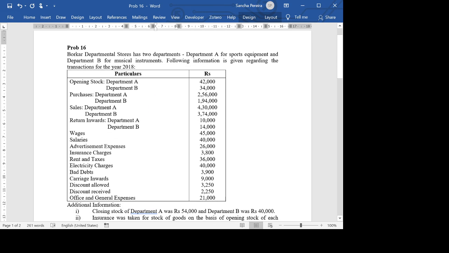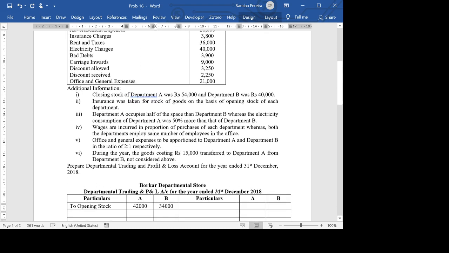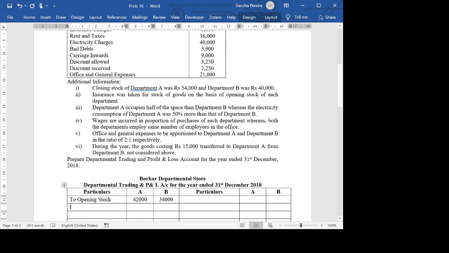Next is purchases. Also, we have return inwards, but that is connected with sales returns. We don't have any return outwards. If I had return outwards or purchase returns, I would have minused them respectively from each of the departments. So I just have purchases. Department A 2,56,000. Department B 1,94,000.